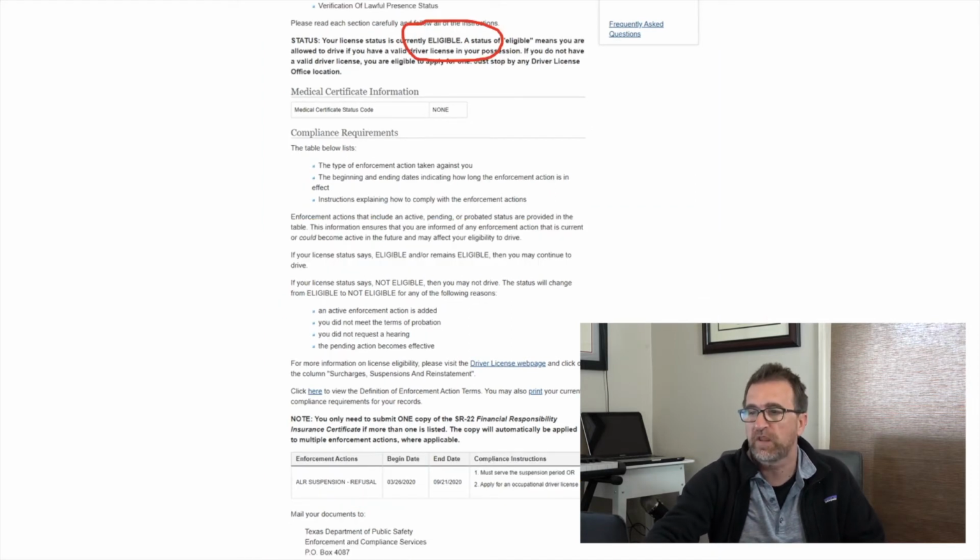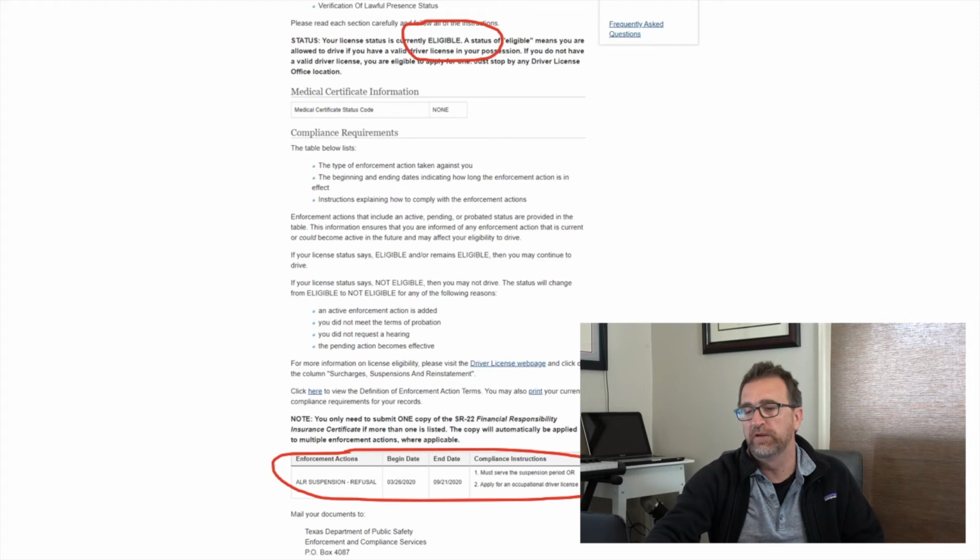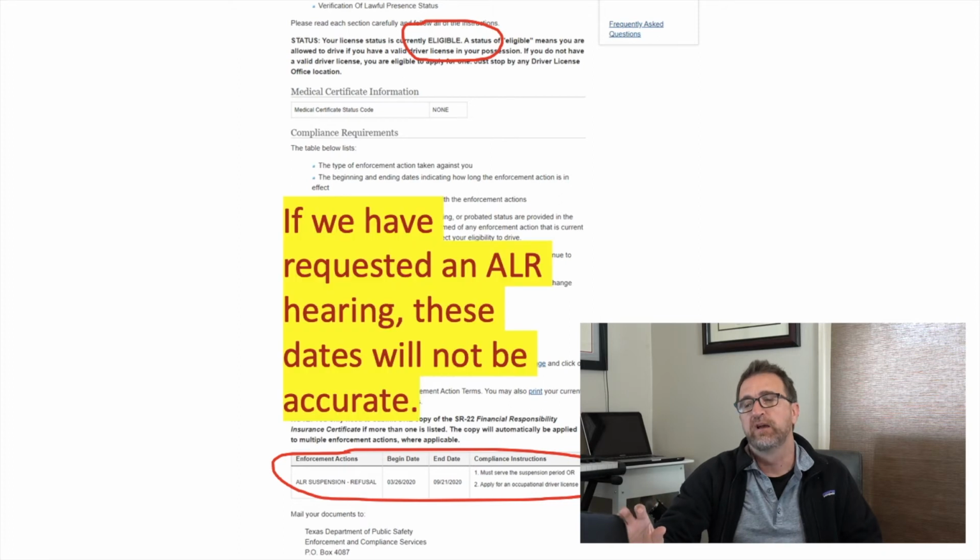Now, this person is eligible, but the suspension looks like it's going to start in about a month from now. Okay, and this is basically like when they've been arrested for a DWI, and the suspension will start typically 40 days from the date of the arrest. However, this may not be accurate, okay, the dates, because we may have already requested an ALR hearing, which is an administrative license revocation hearing, which makes these dates not accurate.